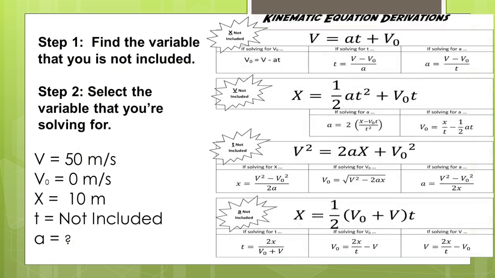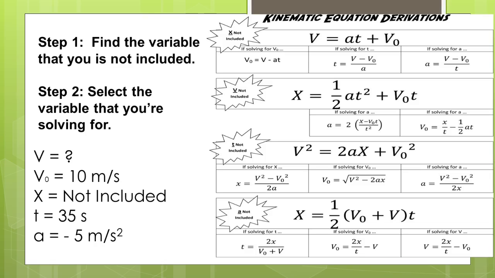Let's practice. So I have all of my variables here. I'm given 50 meters per second. I'm given 0 meters per second. I'm given 10 meters. I'm looking for a, because that's where my question mark is. So I'm looking for acceleration. t is not included. So I'm going to find my set of equations where t is not included. That's right there. I'm solving for a, so I'm going to find the equation that already has a by itself. It even says right there, if solving for a, use this equation.